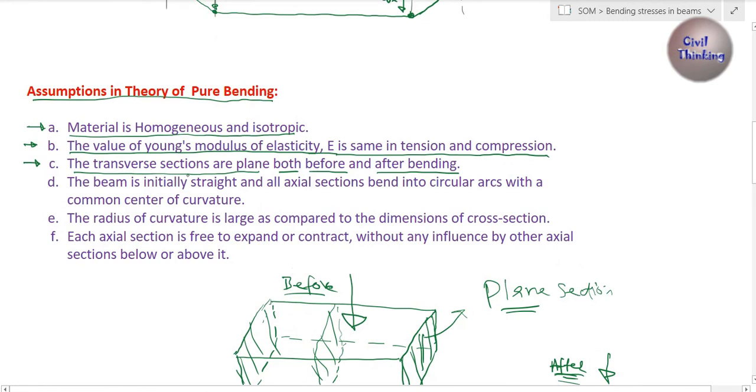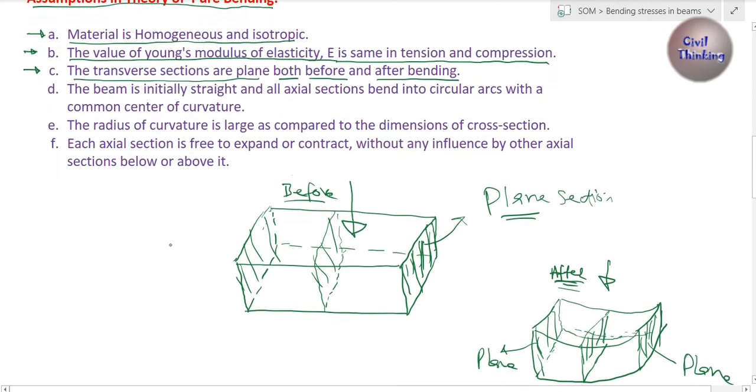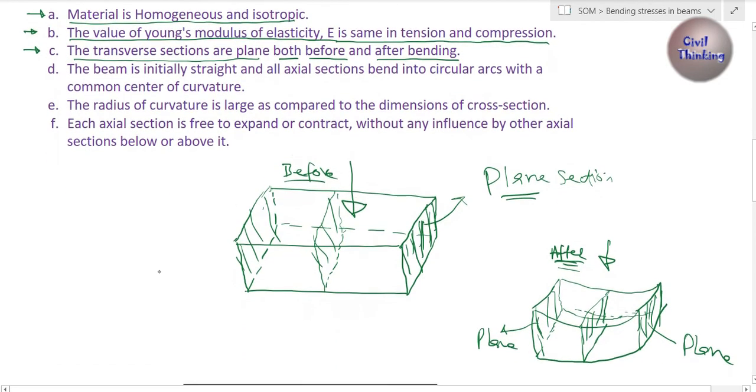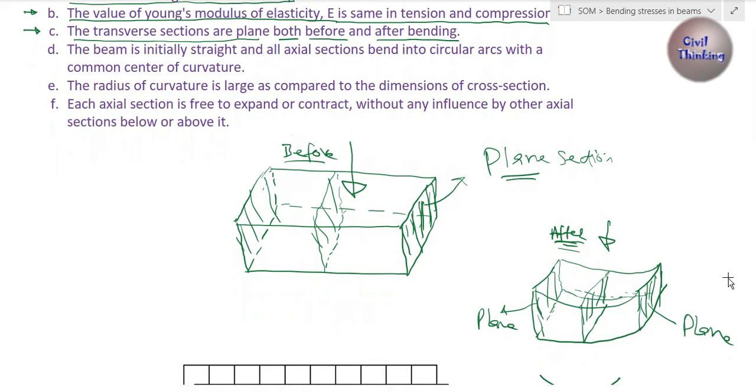The transverse sections, the transverse section is this, or this is also called the cross section. The transverse sections are plane both before and after bending. Okay, hope this makes sense. So let me erase this so I can move to the next point.